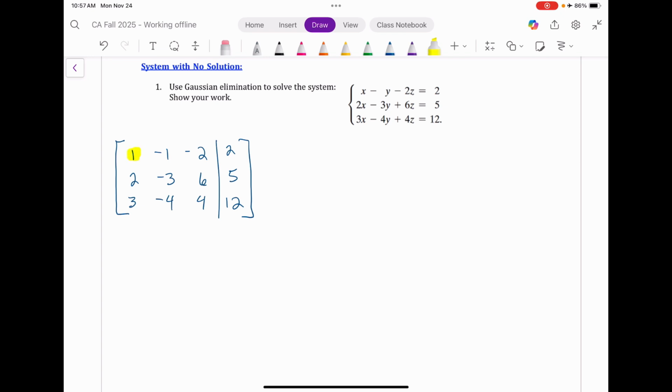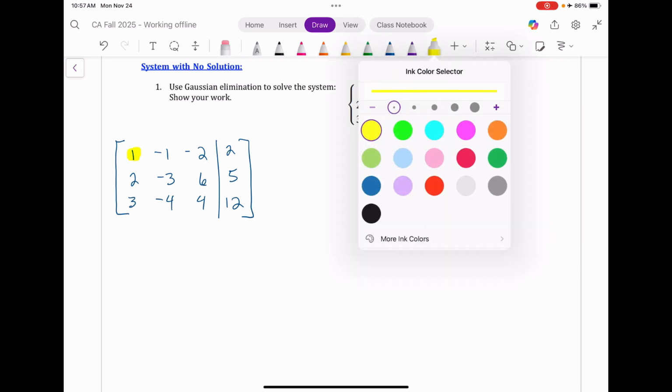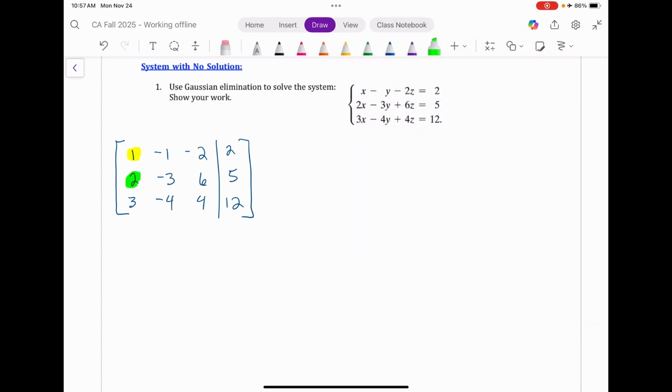So we have the 1 in the top left. That's good. So the next step is to get the zeros underneath in that same column. So we use row 1 to make that happen. We do negative 2 times row 1 and add that to row 2. So that'll get that 0 there that we want. And then the other spots would be negative 1, 10, and 1.